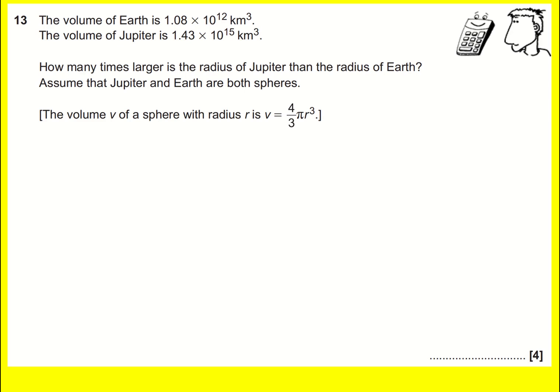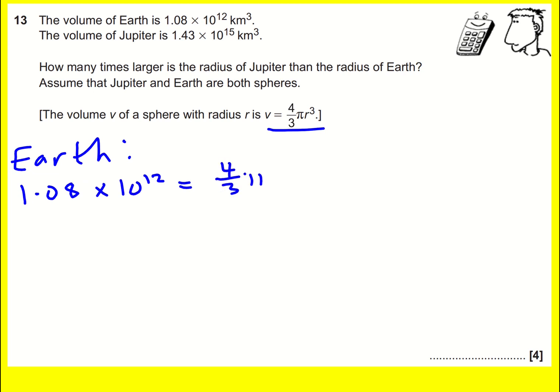Right, one way to do this question is to work out the radius of Jupiter and the radius of the Earth. So we can use this formula we've been given. We can deal with the Earth to start with. And we've got that 1.08 times 10 to the 12, that's the volume, is going to equal 4/3 pi r cubed. I can rearrange this to work out what r cubed is.